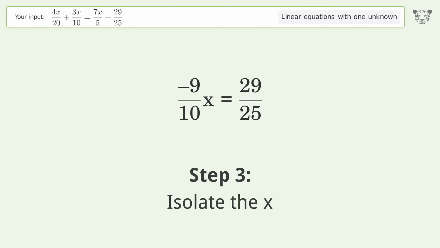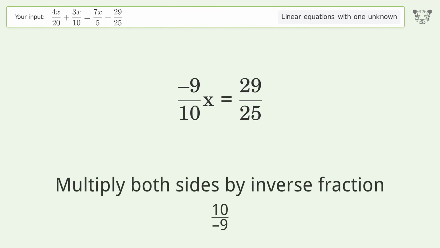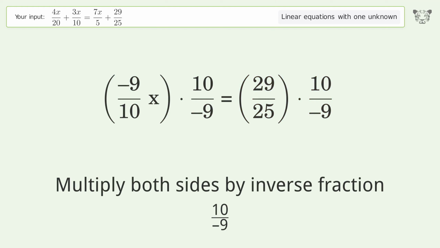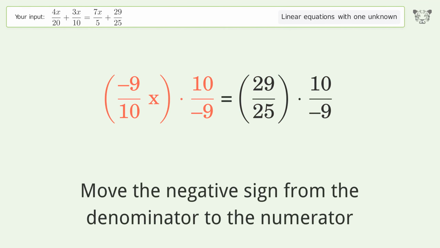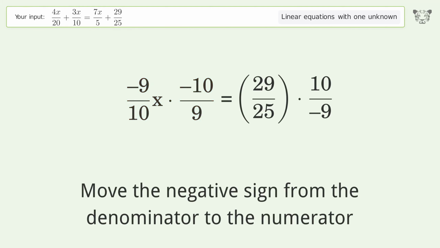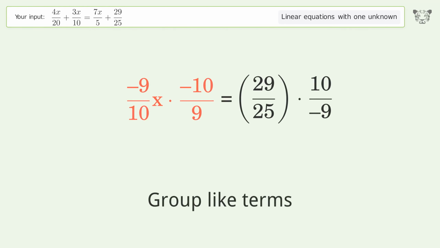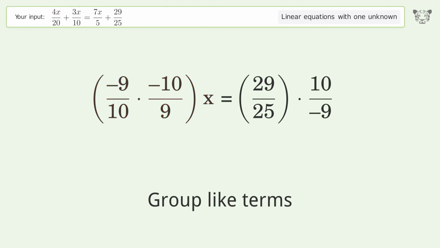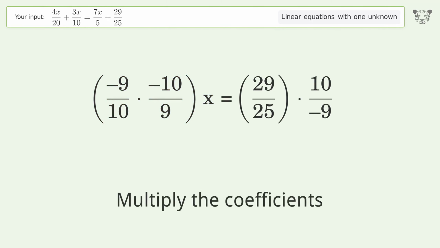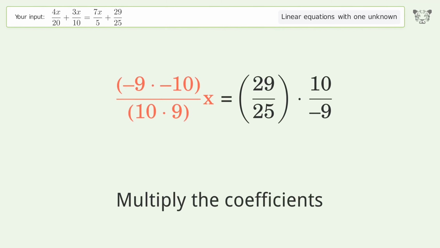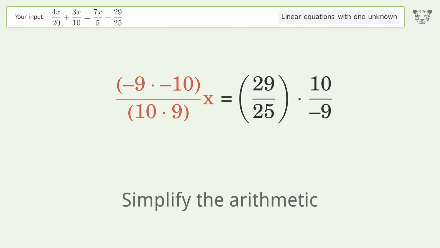Isolate the x. Multiply both sides by inverse fraction 10 over negative 9. Move the negative sign from the denominator to the numerator. Group like terms. Multiply the coefficients. Simplify the arithmetic.